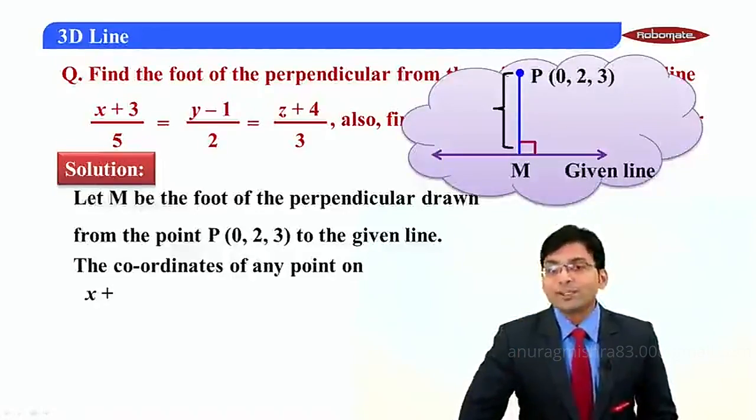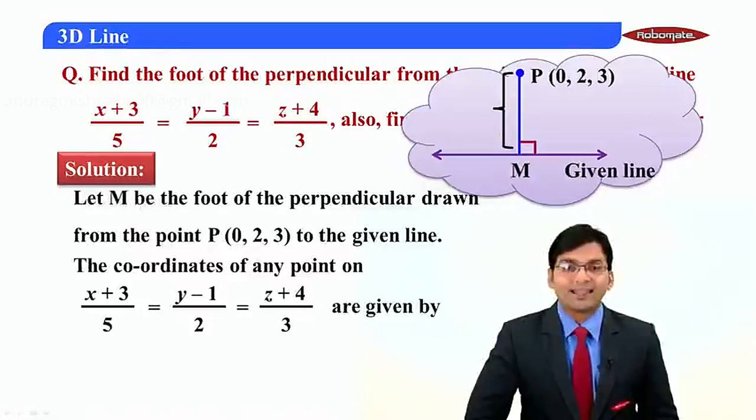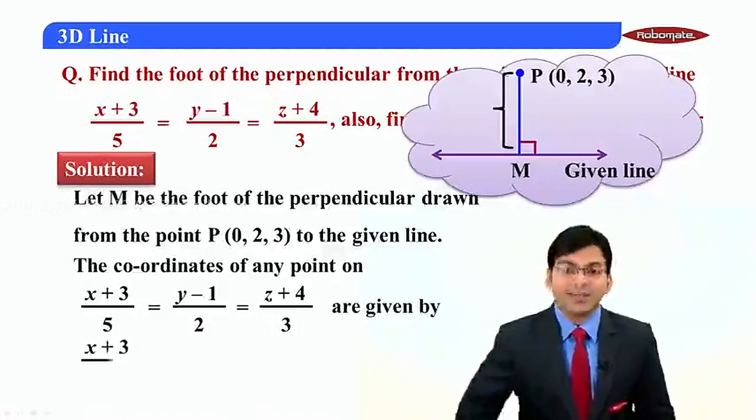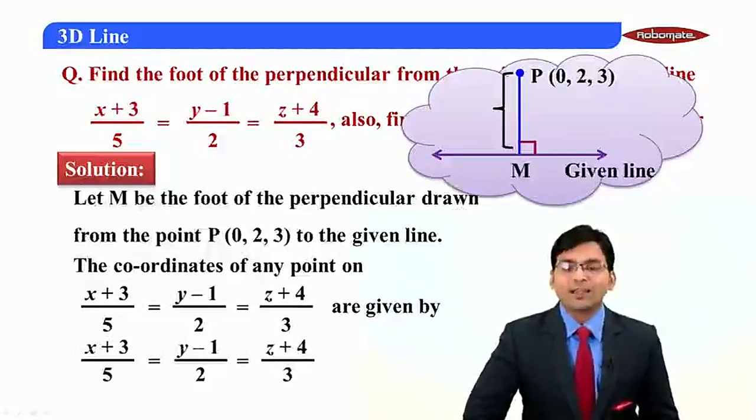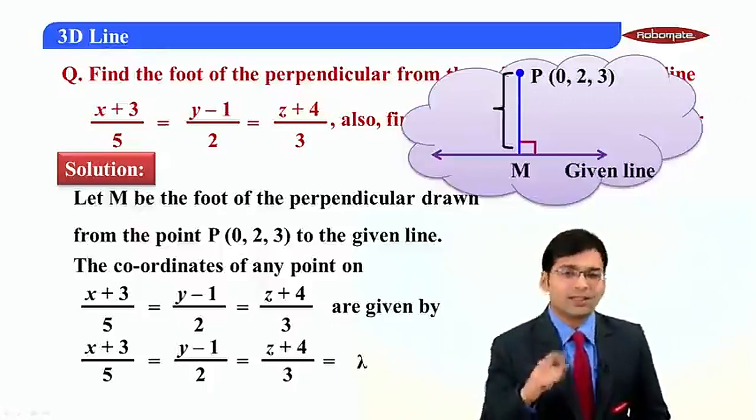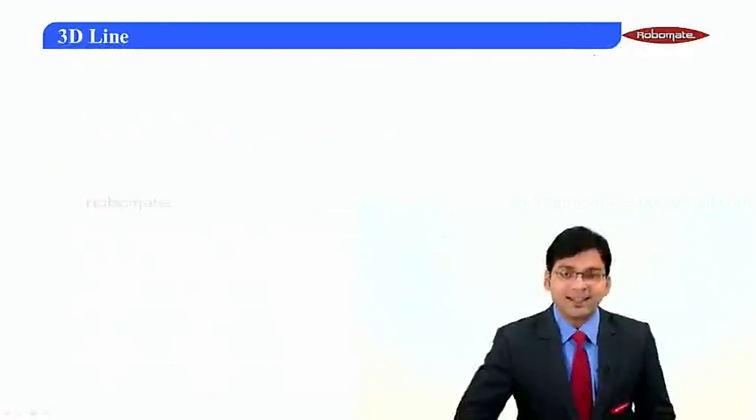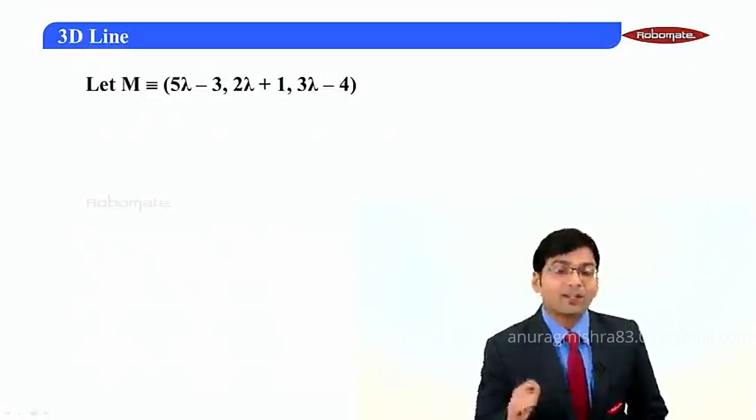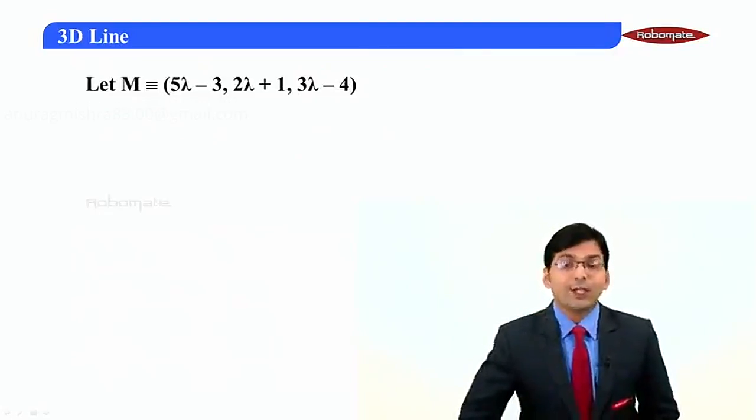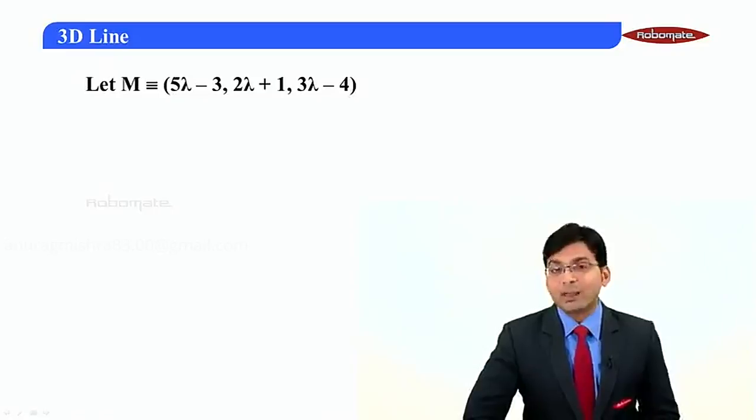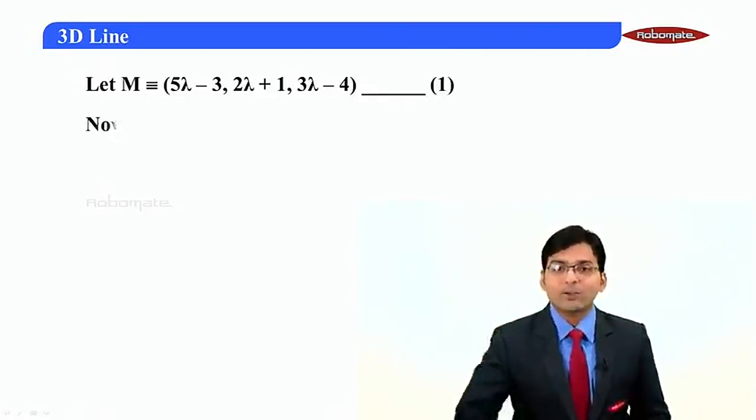So the coordinates of any point on this given line, students, are obtained as follows. We take the same expression again and we assume this equation of line equal to some constant, let us say lambda. And once we assume this as lambda, we can calculate x, y, z, right? So we say let M, that is the foot of perpendicular, be (x, y, z), which is (5 lambda minus 3, 2 lambda plus 1, 3 lambda minus 4). Let us call this statement 1.